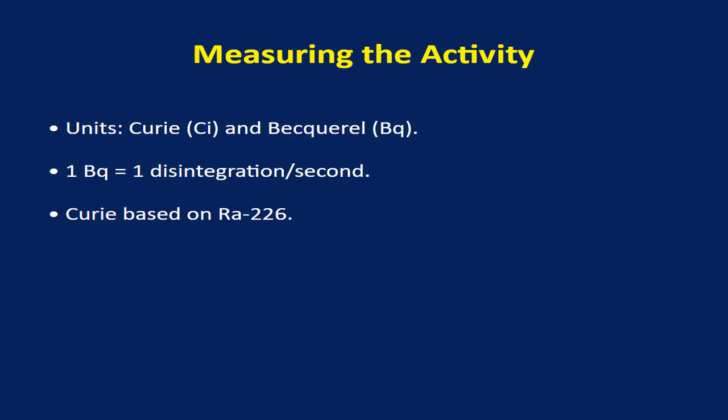Measuring the activity. How do we count radioactivity? We count how many disintegrations happen per second. In your work, you will see two main units. The older traditional unit is the Curie, named after Marie Curie. It is based on the activity of 1 gram of radium. The modern international unit is the becquerel, Bq. 1 becquerel is simply 1 disintegration per second.